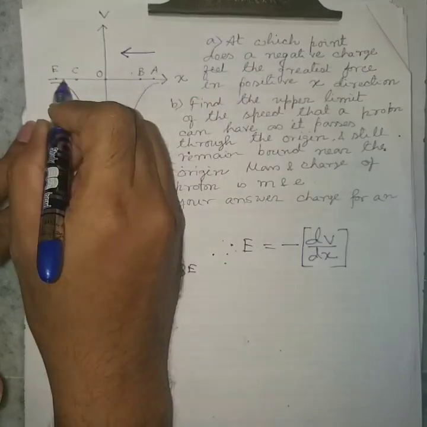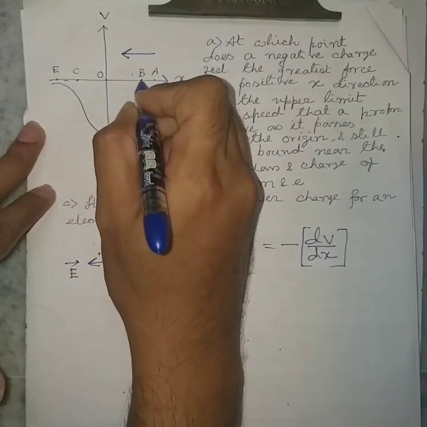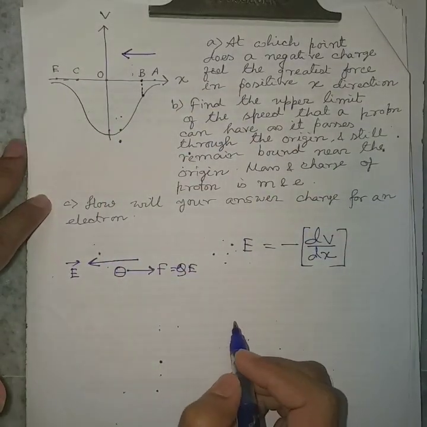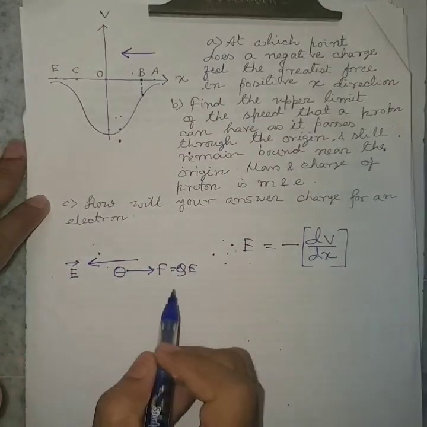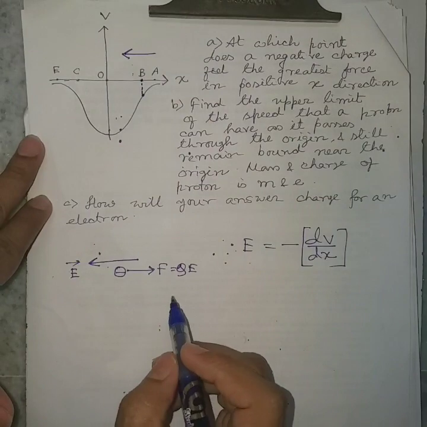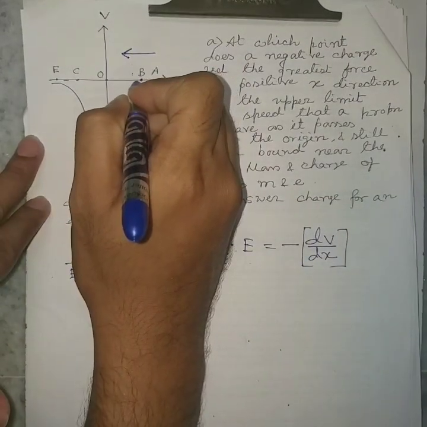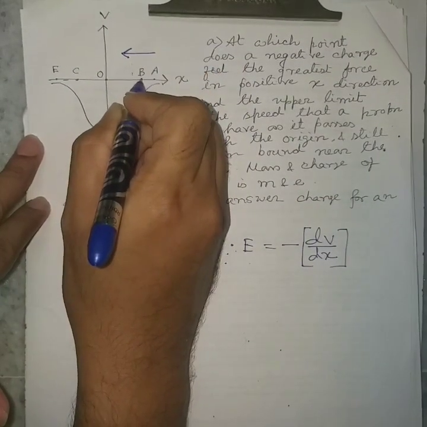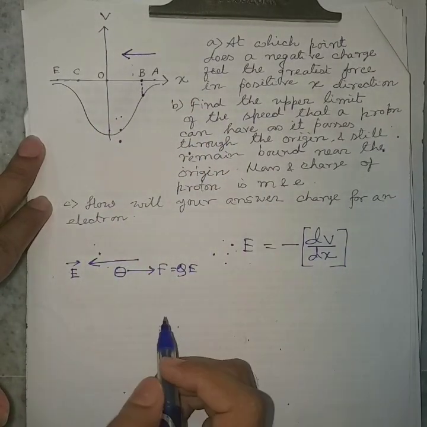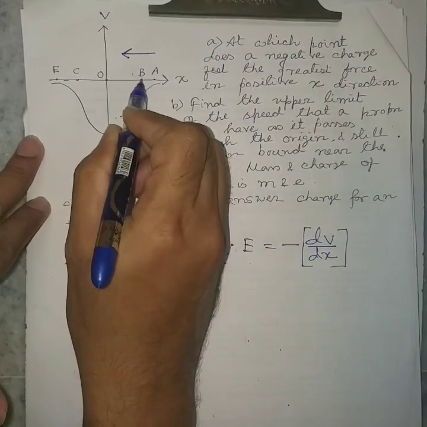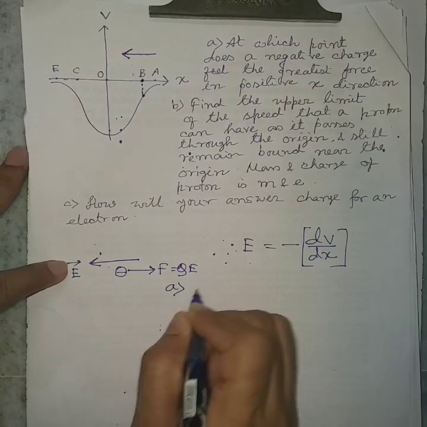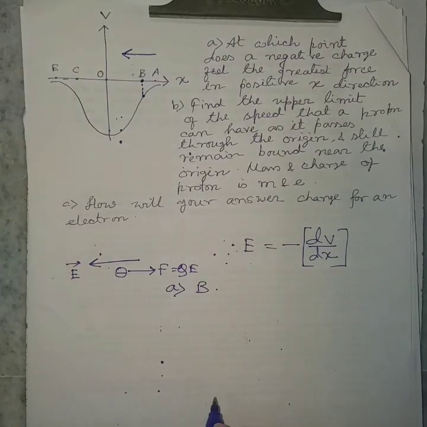Among the points, we can see clearly that at this point B, the slope of the graph, that is dV/dx, is maximum. Therefore, at this point B, the electric field is maximum and it is directed along negative x axis. Therefore, a negative charge placed here will feel force along positive x axis, that is opposite to the field, and force will be maximum at B as the electric field is maximum at B. Therefore, the answer of part A is the point B.